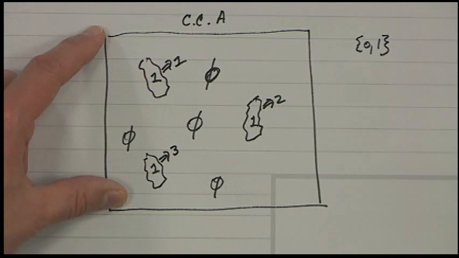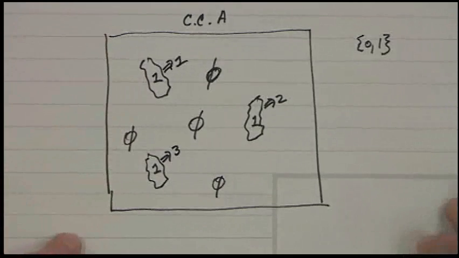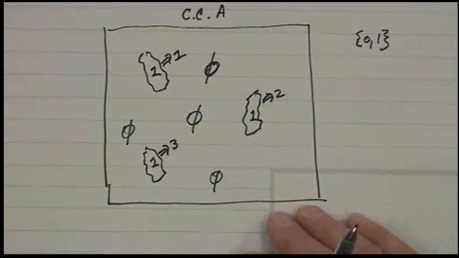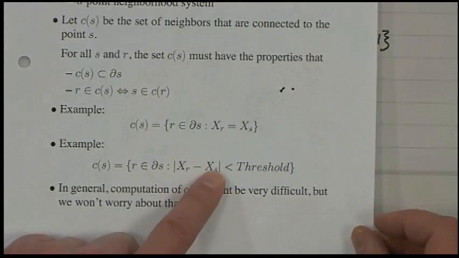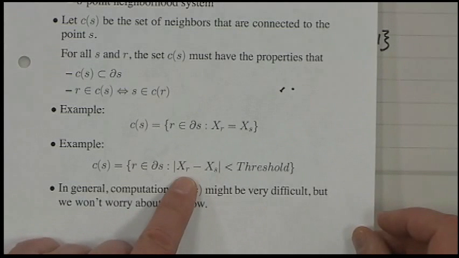The other is what you did in the lab, where you have a continuous image with some gradations, and there you have some sort of threshold, and you want the pixels that are less than some threshold to be viewed as being the same.